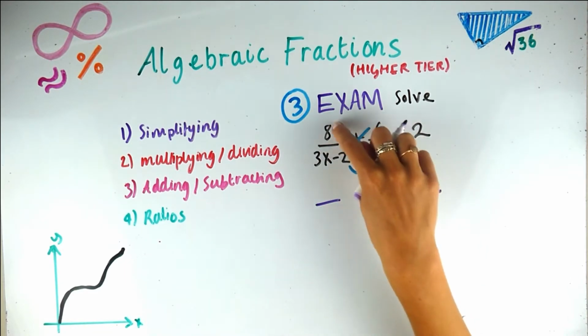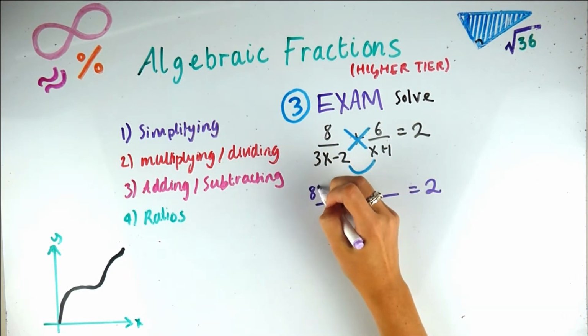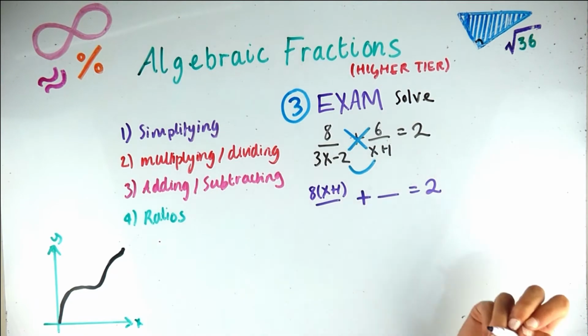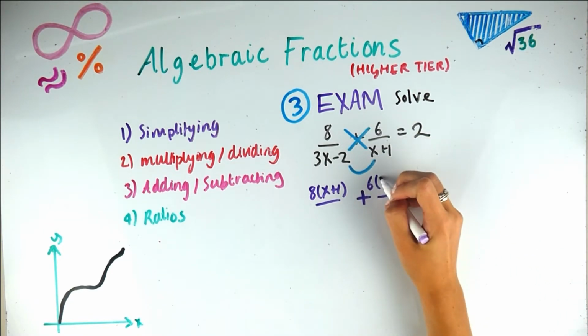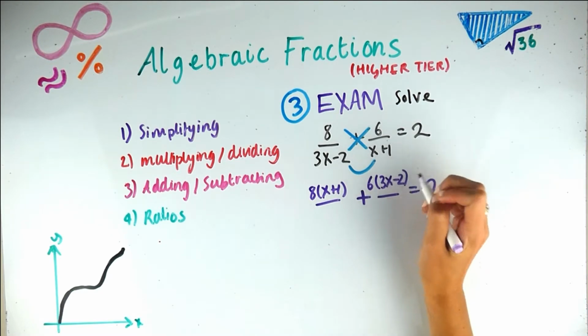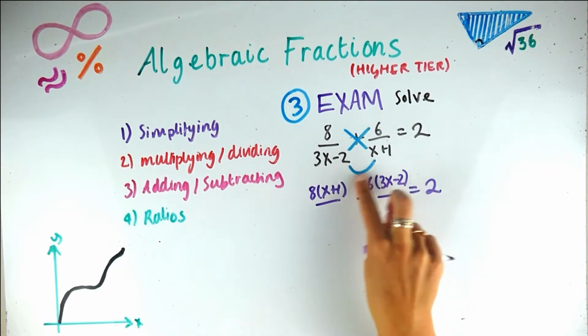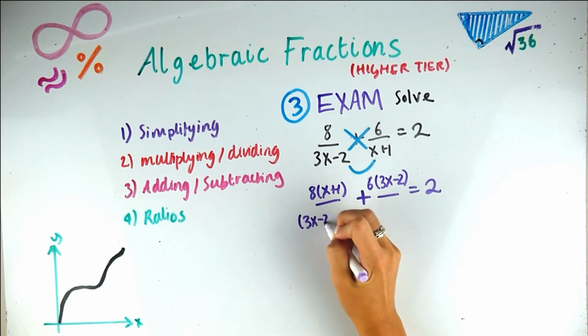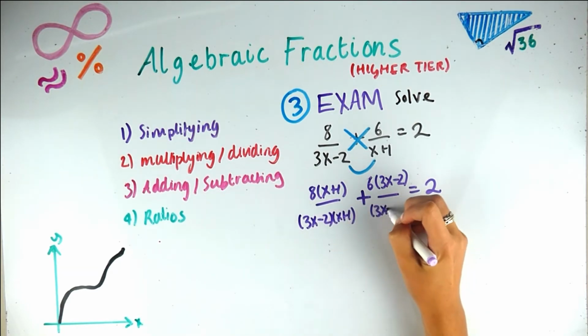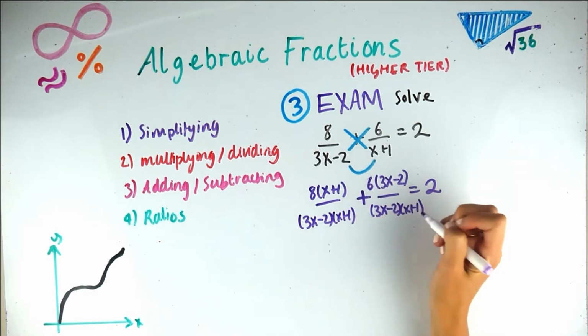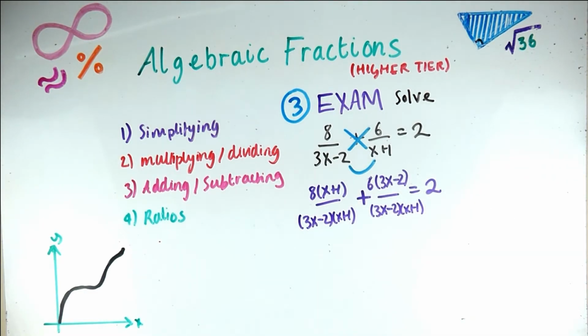Okay, so this line here, 8 multiplied by x plus 1, it's going to give me 8 bracket x plus 1, because bracket means multiply. 6 multiplied by 3x minus 2 is 6 bracket 3x minus 2. And then on the bottom you're going to have these multiplied, so 3x minus 2, x plus 1, 3x minus 2, x plus 1.